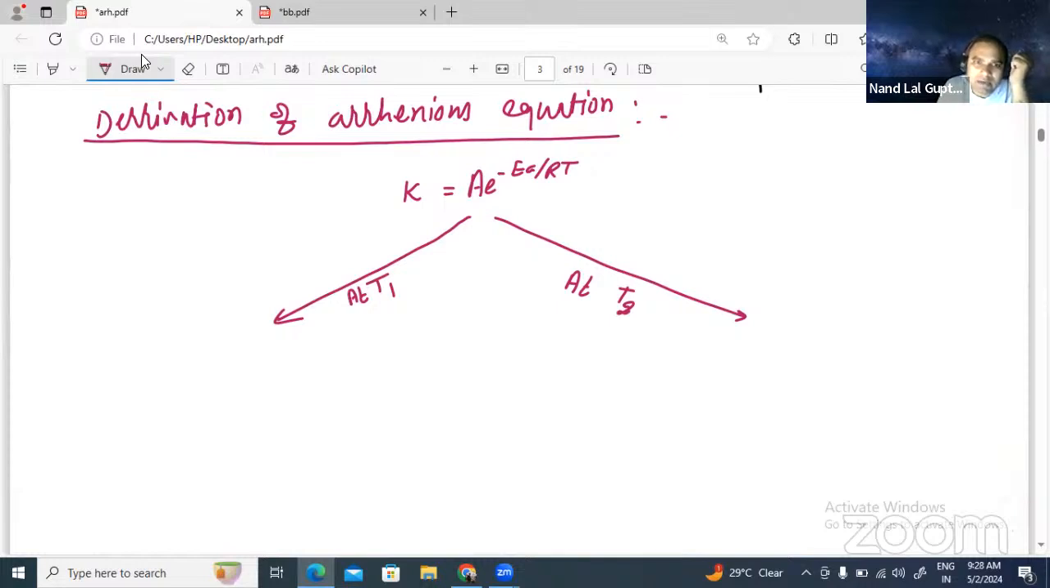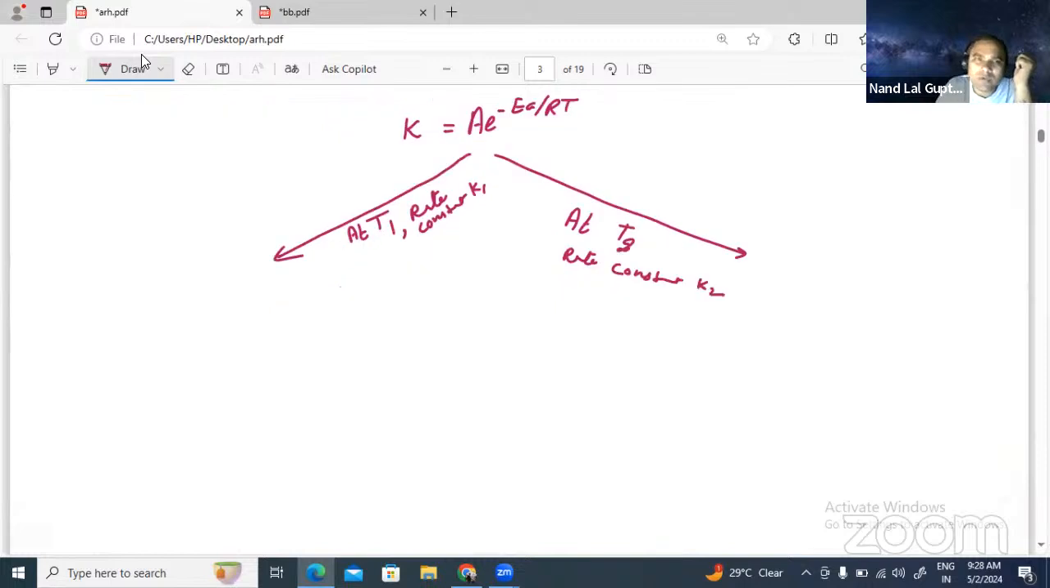At T1, the rate constant will be K1. I am writing, rate constant will be K1. And here at T2, the rate constant will be K2. Right? Now we are taking log. In both the cases we are taking log, both sides. So at T1 we are taking.